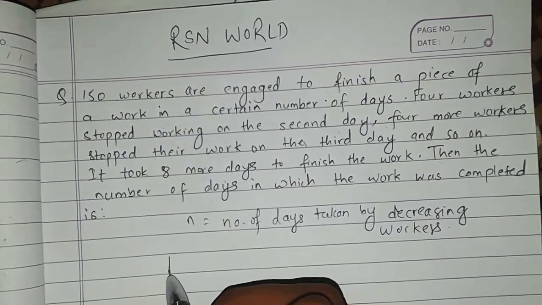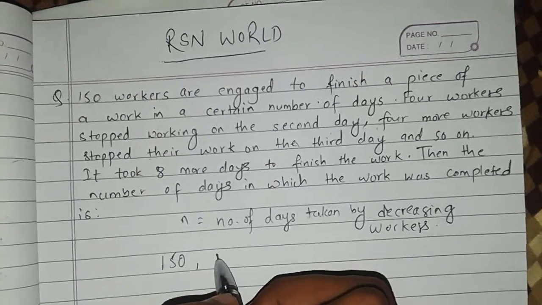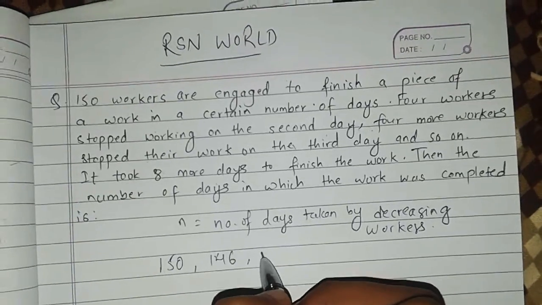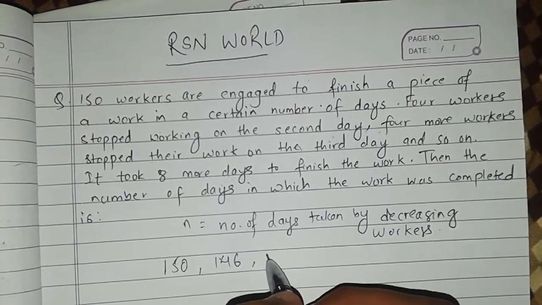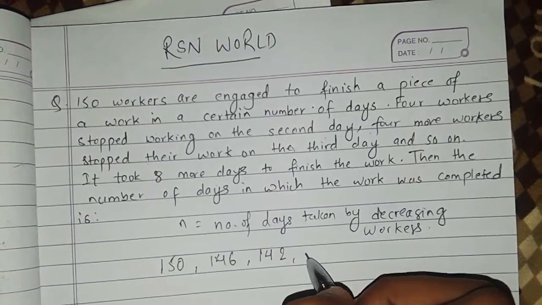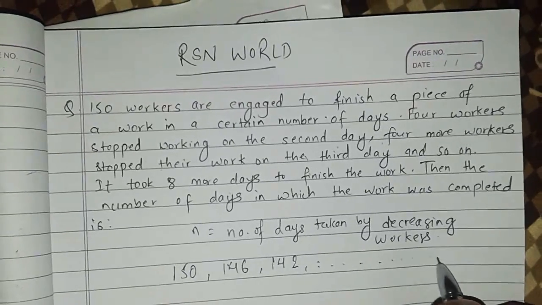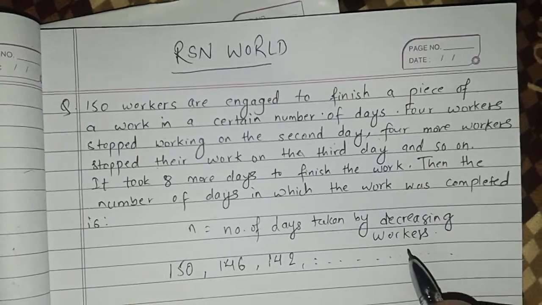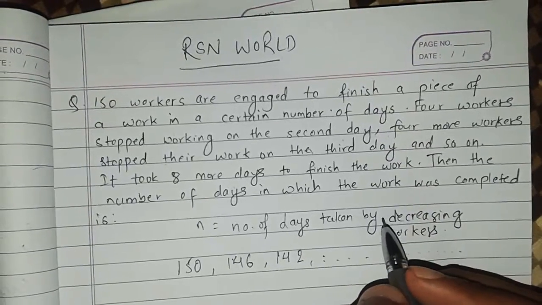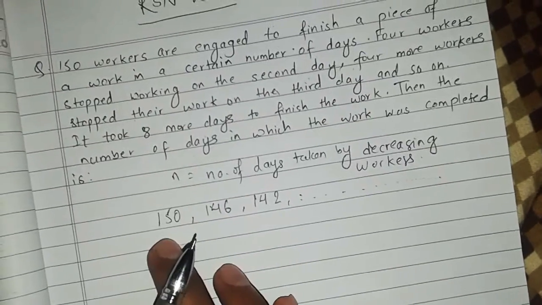At first, we have got 150 workers at the beginning. After that, 4 workers stop working on the second day, so it will be 146. Then 4 more workers stop their work on the third day, it will be 142, and so on it went on. We don't know up to what, where it stopped. We don't know that. So for them, it took 8 more days to finish the work. We'll come up with the conclusion at the last. So let us solve this now.